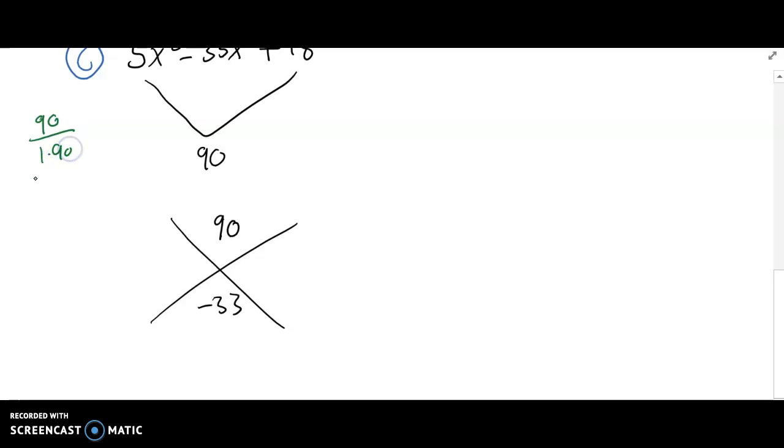1 and 90 won't do it. 2 and 45 doesn't help. 3 and 30 will look pretty good. I can do negative 3 and negative 30. That will add to negative 33, and it will multiply to positive 90. Alright, I'm ready to make my square now.